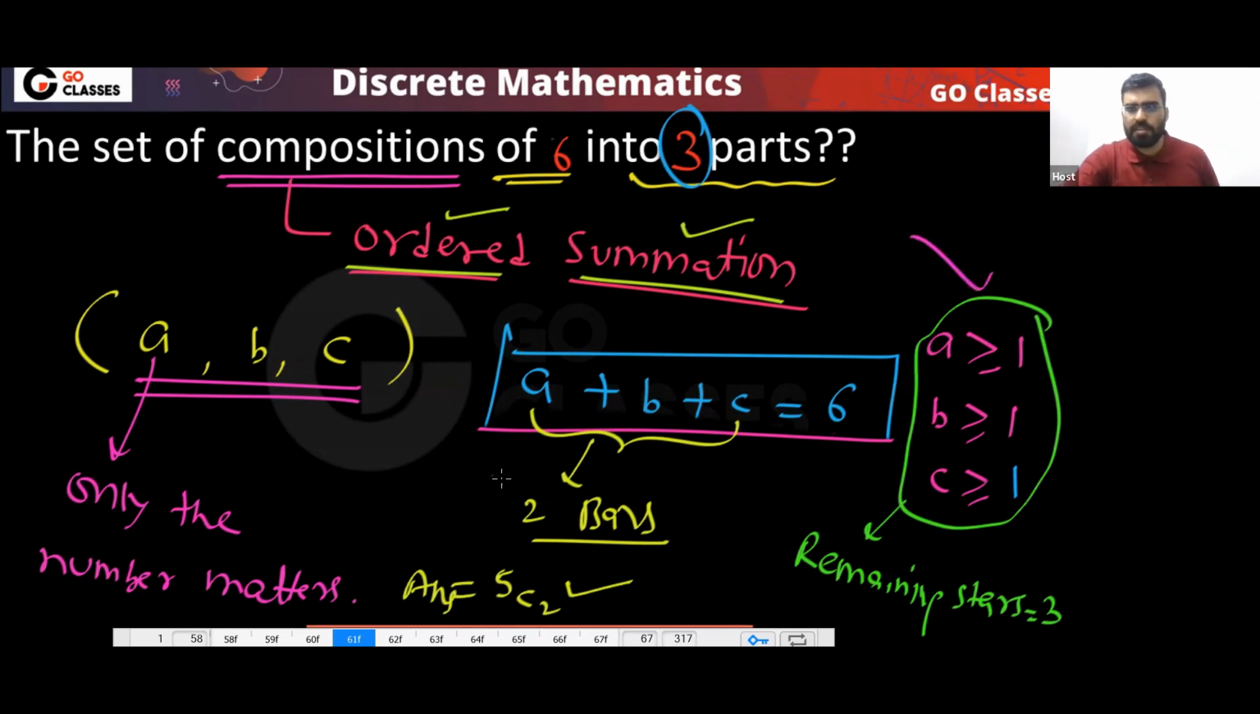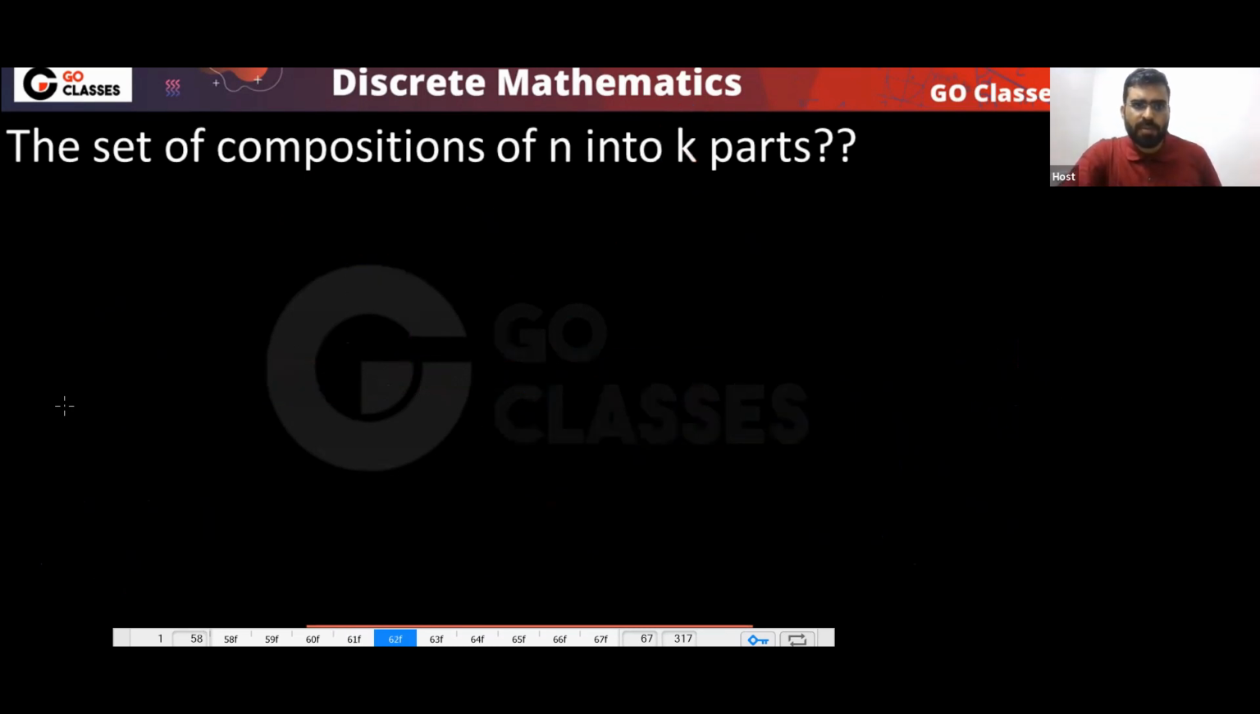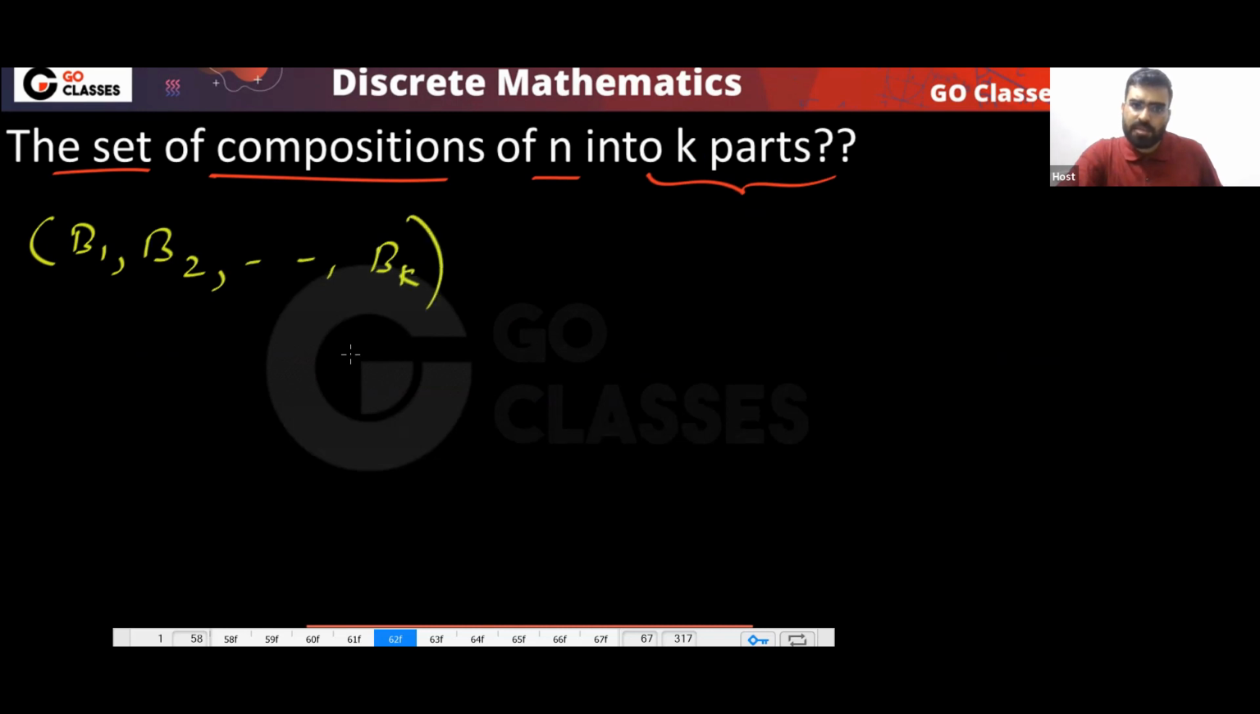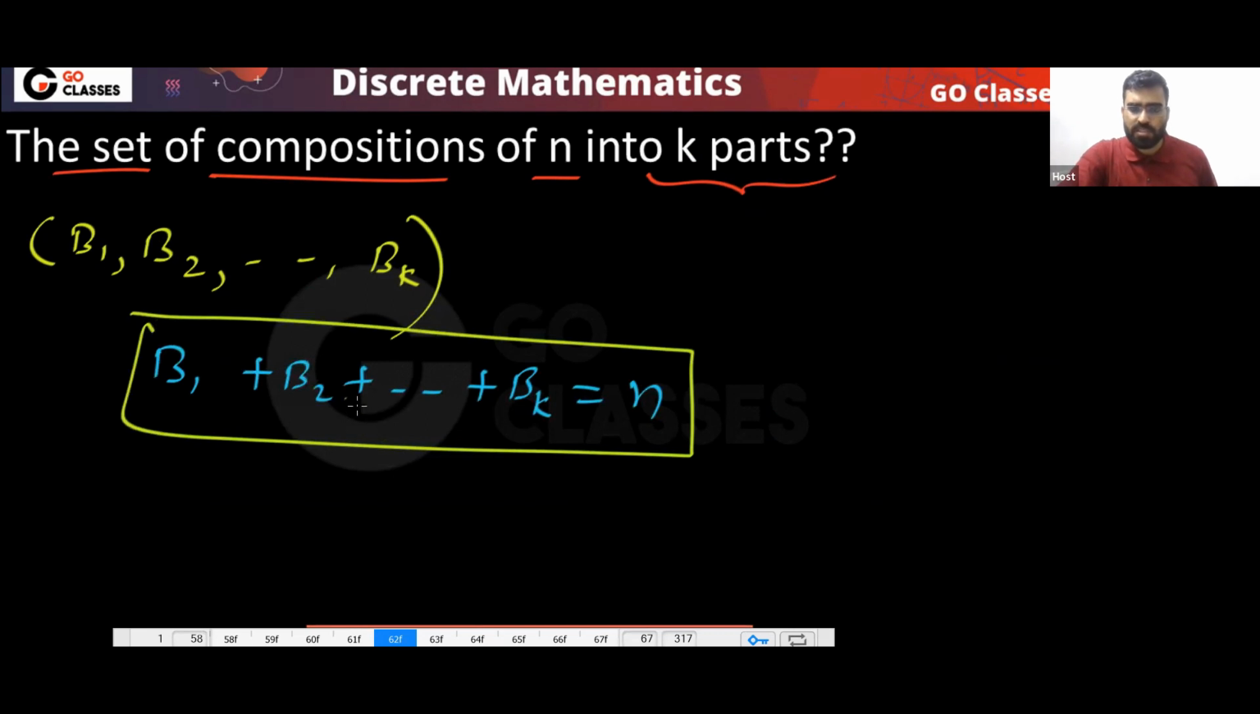Remember, note this, this is important. Because every part, A, B, C, should be greater than or equal to 1, it cannot be 0. So the answer will be 5C2. Now what will be the answer for the set of compositions of n into k parts? In total you want k parts, there must be k parts, and the summation should be equal to n. This is your equation, such that every bi is greater than or equal to 1.